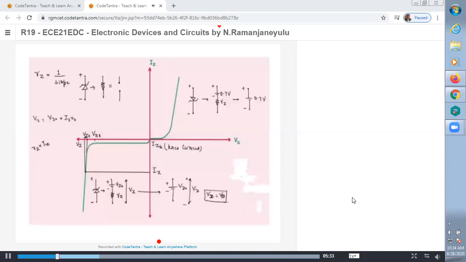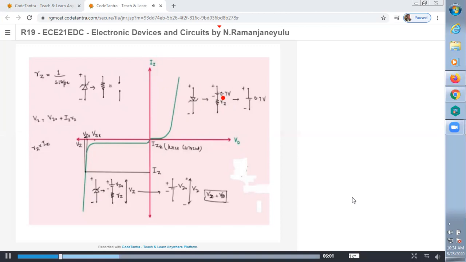Then coming to it in detail, we'll discuss the Zener diode in forward bias. Then what is the situation? Forward bias means the anode is connected to the plus terminal and the cathode is connected to the minus terminal. In forward bias, it will act as a normal PN junction diode.